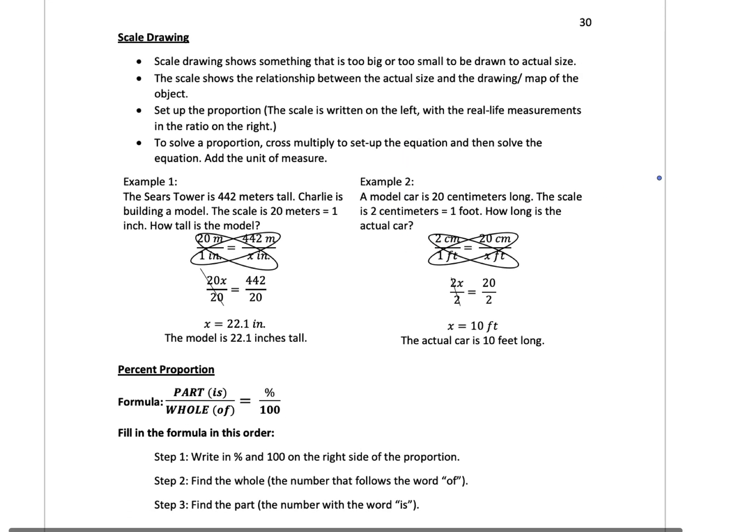Part of this unit talked about scale drawings. A scale drawing is just showing something that's too big or too small to be drawn the actual size. So an example of that could be a map of a state, and you're trying to find the distance between two cities. You could have blueprints for a house or a new building, an architect's building, certain things like that are scale drawings. In order to solve problems like this, we're going to be setting up proportions again and then solving them just like we did above.